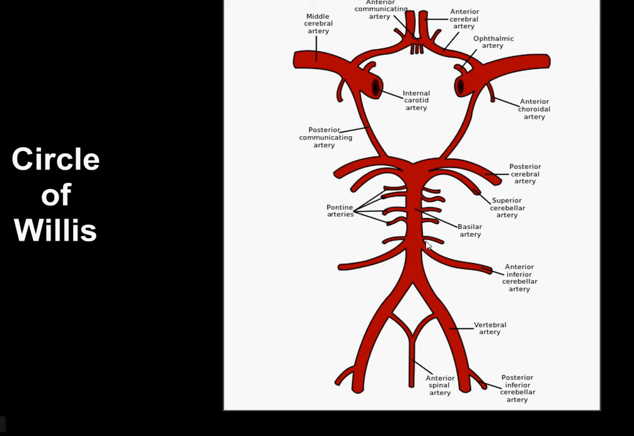Also gives off several penetrating branches to the pons, and then finally there's essentially a basilar tip here, which is the end of the distal portion of the basilar artery. Before it does that, it gives off superior cerebellar arteries, and at the end gives off posterior cerebral arteries. So basilar tip, posterior cerebral arteries, superior cerebellar arteries. Also, pretty proximally in the posterior cerebral artery, the posterior communicating artery attaches the posterior circulation to the anterior circulation.